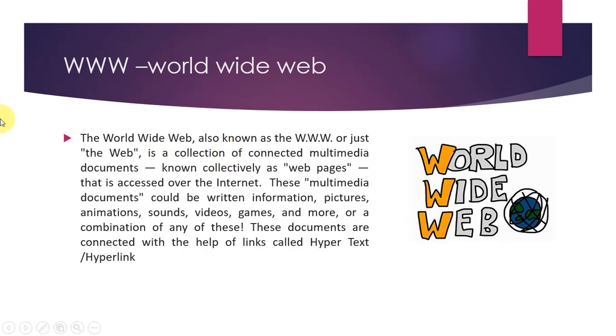So let us go through the definition. The World Wide Web, also known as www or just the web, is a collection of connected multimedia documents, connected with the help of hypertext, known collectively as web pages, that is accessed over the internet. These multimedia documents could be written information, pictures, animations, sounds, videos, games, and more, or a combination of any of these. These documents are connected with the help of links called hypertext. That's what we can see.